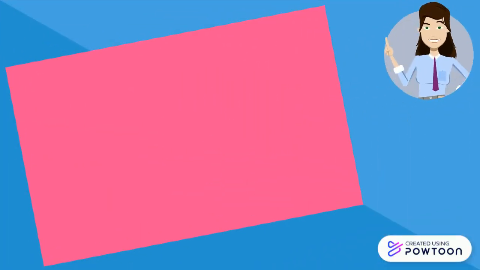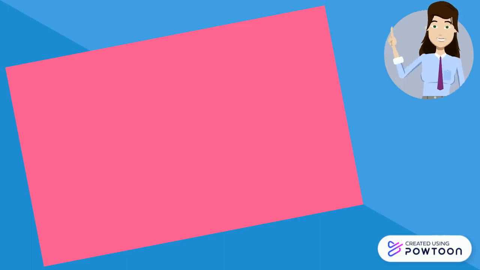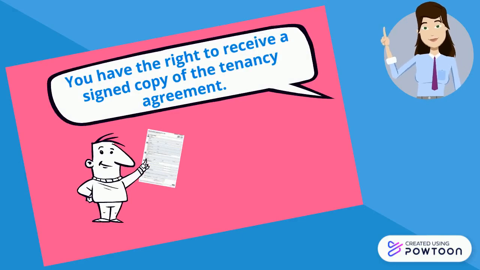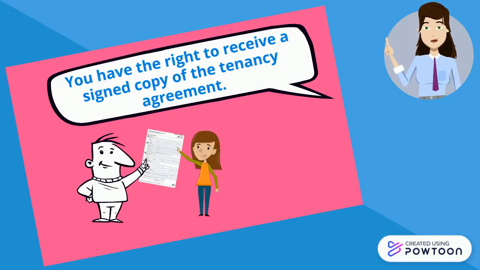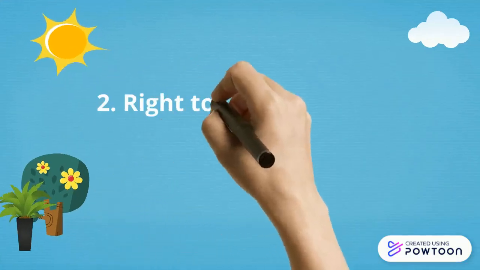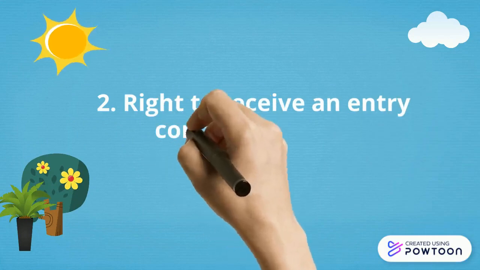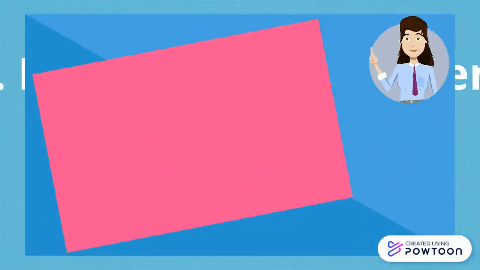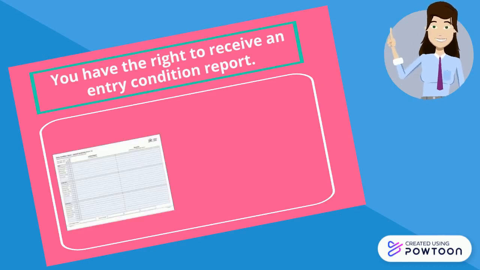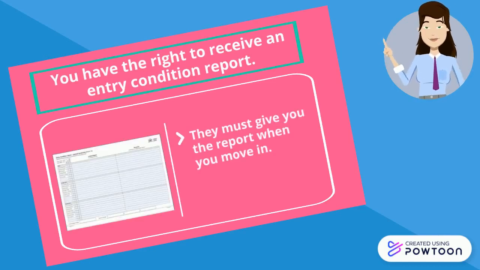After you sign the tenancy agreement, your property manager or landlord must give you a copy of the tenancy agreement, signed by both parties within 14 days in residential tenancies or 3 days in rooming accommodation. The property manager or landlord must prepare, sign, and give a copy of the entry condition report to you at the start of the tenancy. It is an offense not to do so.